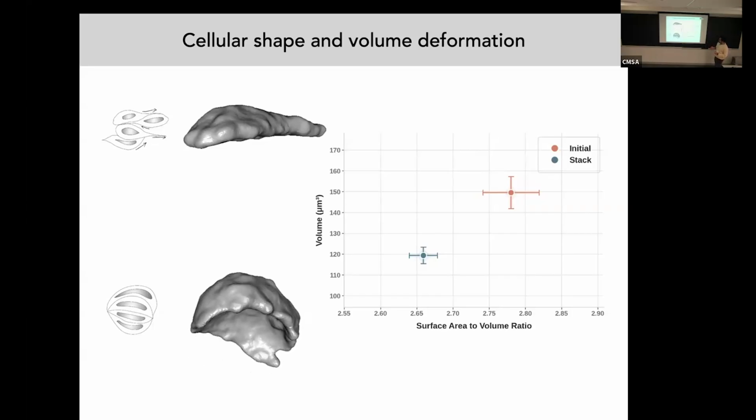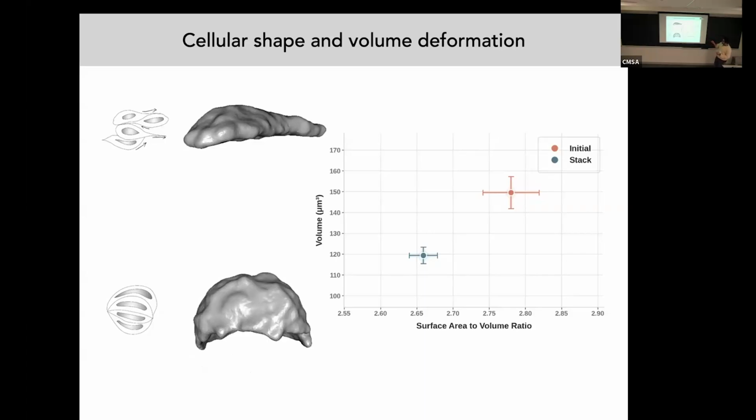Right. And also we looked at what happens to two basic parameters, the volume and the surface area. What you can see here is that the cells are more elongated, so they have a higher surface area to volume ratio and also a higher volume. But once they form these stacks, they undergo a change in shape, which is apparent from the surface area to volume ratio, but they also undergo a change in volume. So there's a volume compression happening when they are stacked.